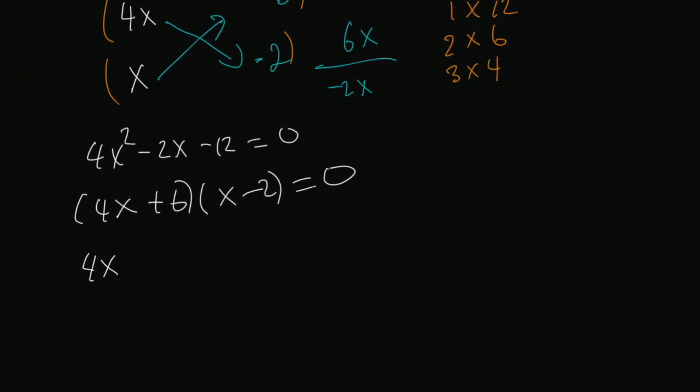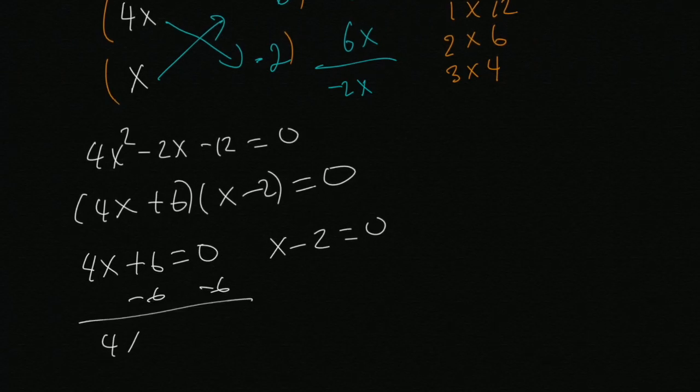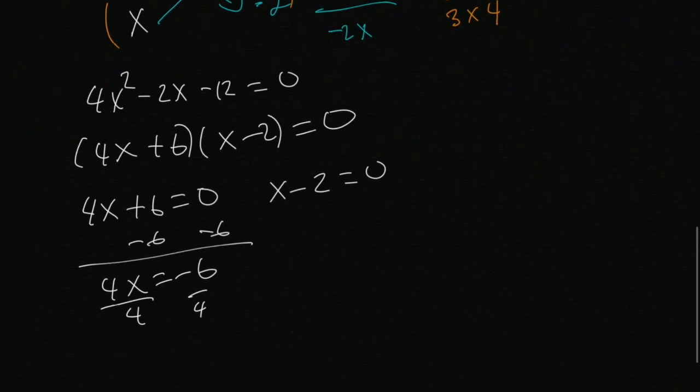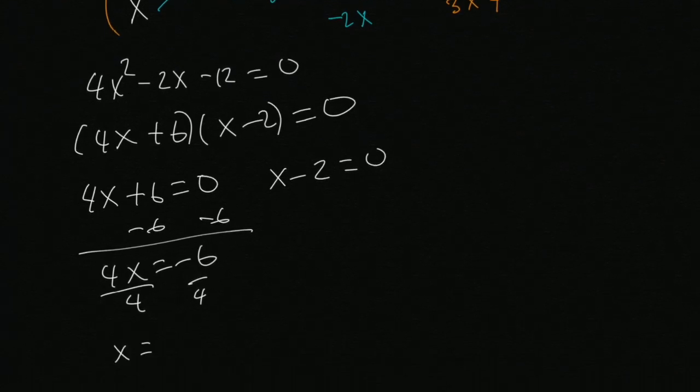Set each of them equal to 0 by use of the zero product property. So you're going to subtract 6. So 4x equals negative 6 and divide by 4. And so we get then that x is equal to, reducing, negative 3 over 2. And on the other side right here, add 2. And so we get x equals 2. And those right here are our two x's.